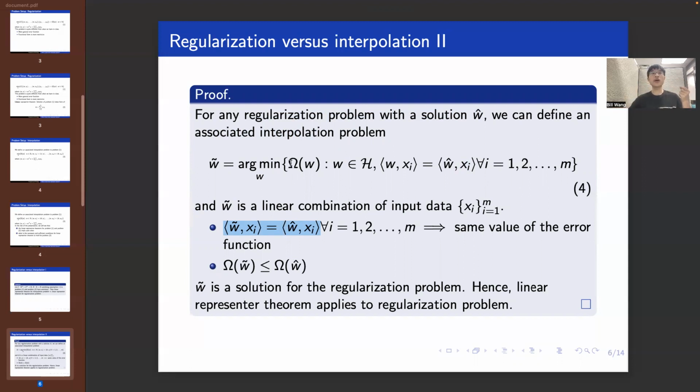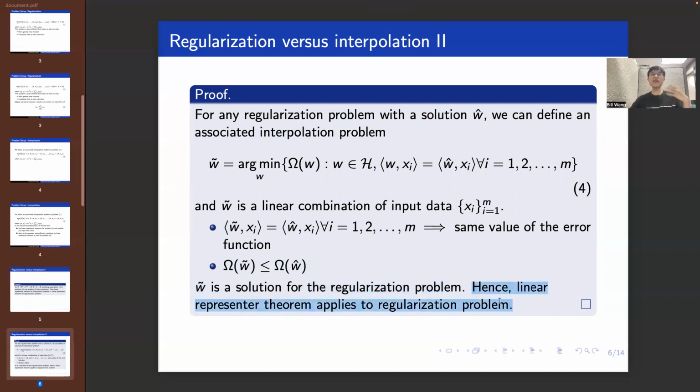But by construction of the associated interpolation problem, we are minimizing this penalty term. So the penalty term for the interpolation problem is necessarily smaller or equal to that of the solution for the regularization problem, since their error functions take on the same value. And the penalty term is smaller for the interpolation problem. Then the solution for the interpolation problem, W tilde, is necessarily also the solution for the regularization problem.